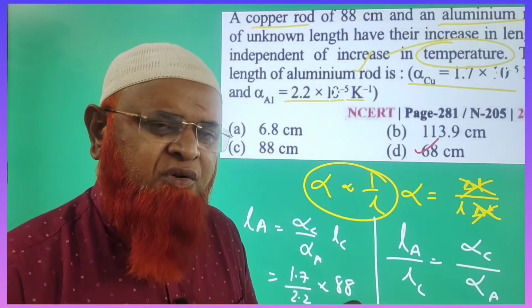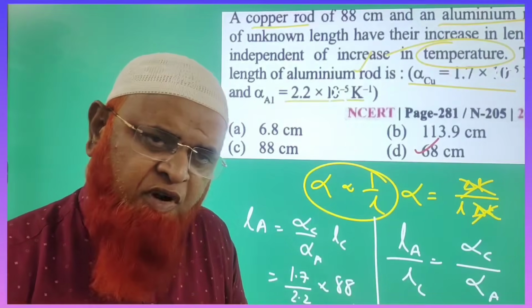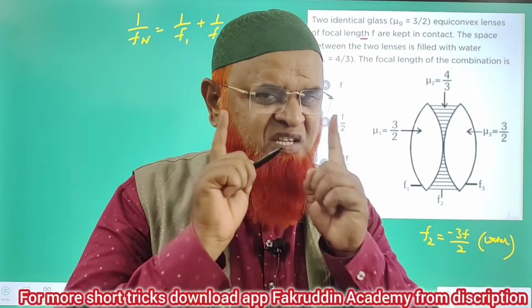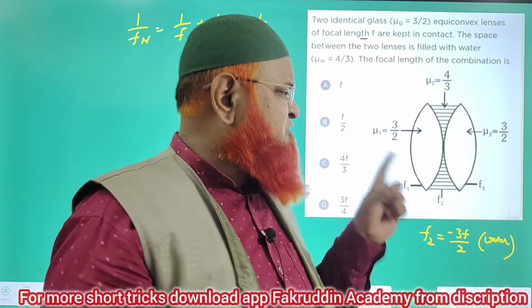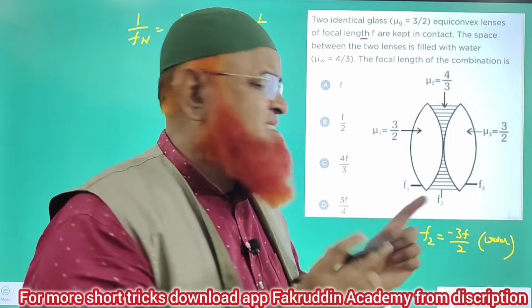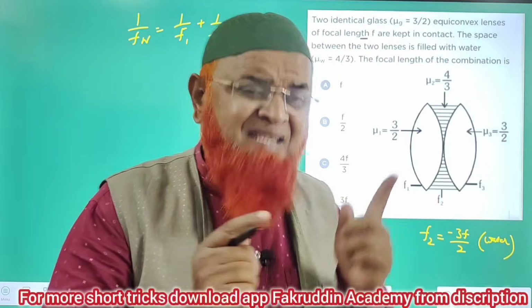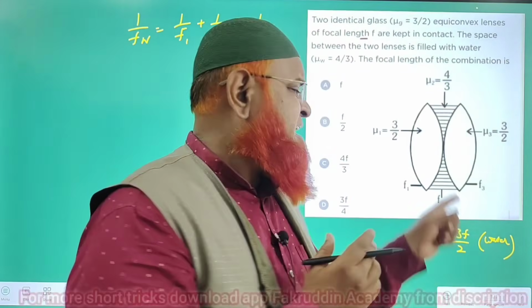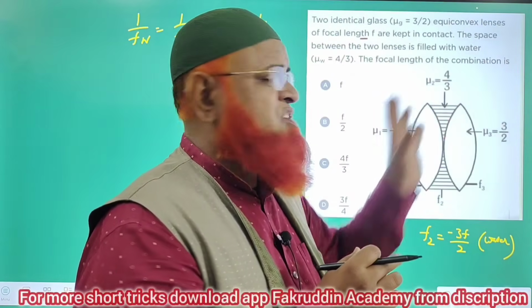It's a simple method to solve the problem. I don't say this is a shortcut, but I can say this is a simple method to solve the problem. If you remember just one thing, this problem is going to be very easy for you, in which there are two convex lenses made up of glass whose refractive index is 3/2, and there is a liquid, that is water, in between, that is a concave lens whose refractive index is 4/3.